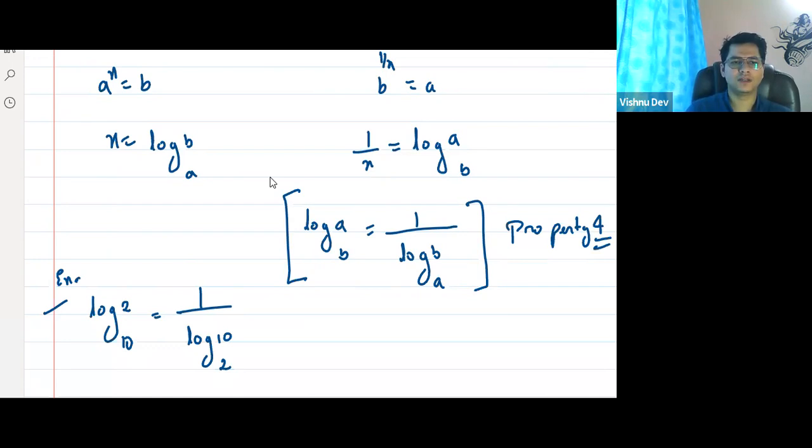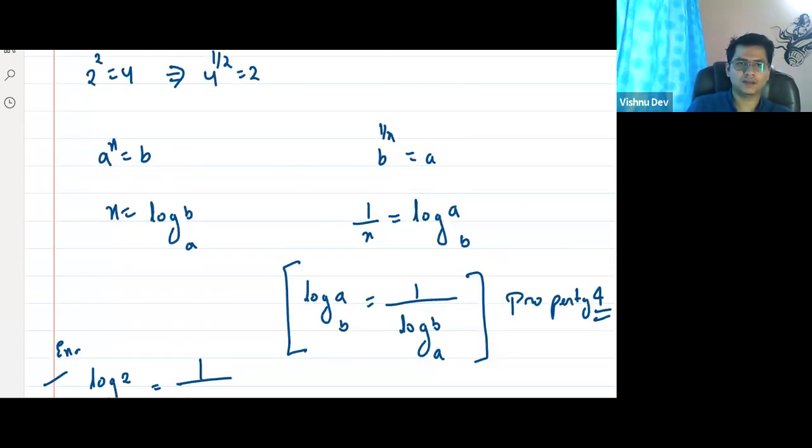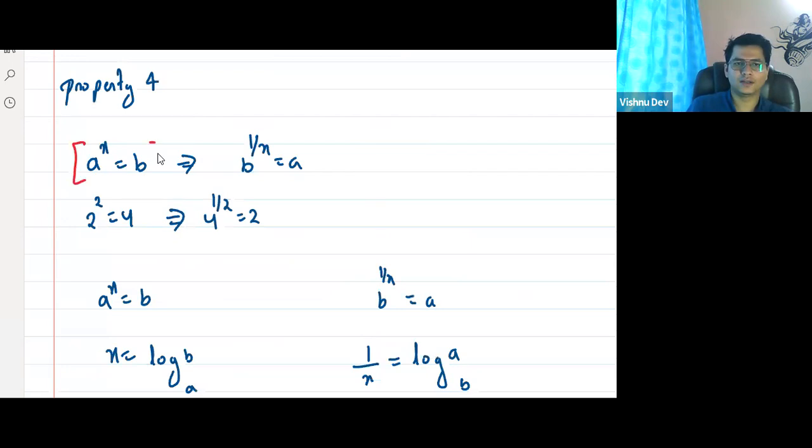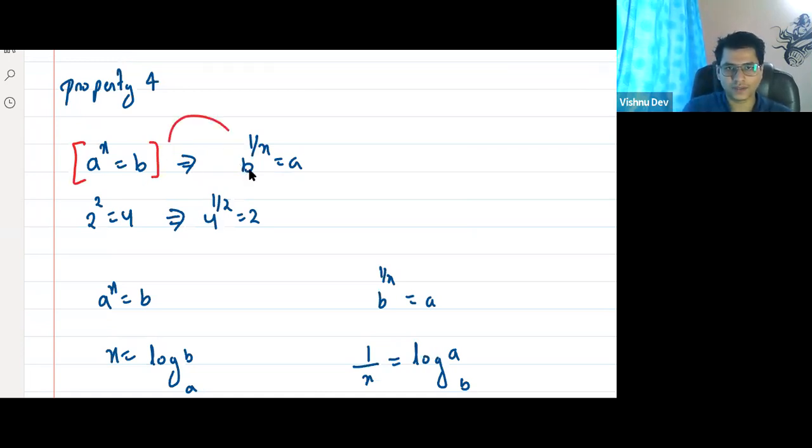Okay, Shafan, I'll repeat. So see, I'll just write property 4 over here. I'm having a power x is equal to b. So I can convert a power x into b into this, which is b to power 1 by x is equal to a. Everyone got this? Raise your hand. That is the basic concept.